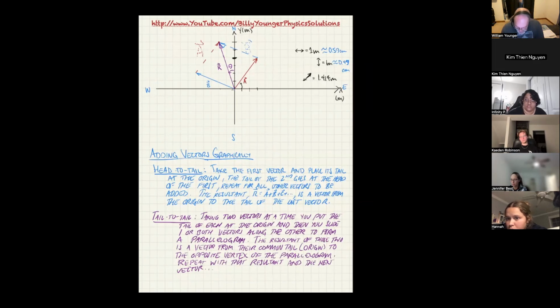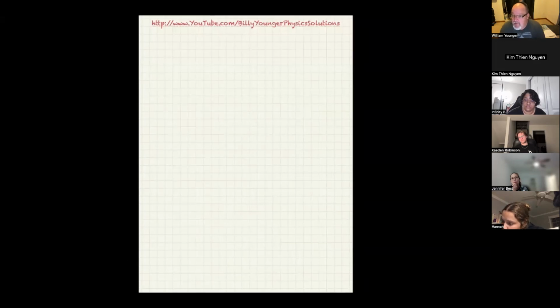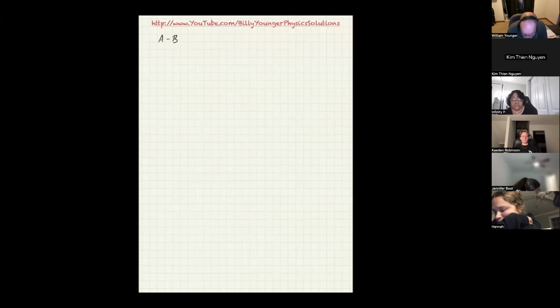So that's how they are added graphically. Before I show you more of the nuts and bolts, or the nitty gritty, about adding vectors, I wanted to give you one little hint on how you deal with subtracting vectors. And the hint is probably the thing that you thought was the least useful thing in pre-algebra, algebra 1 and algebra 2. We learned that A minus B was defined to be A plus the opposite of B.